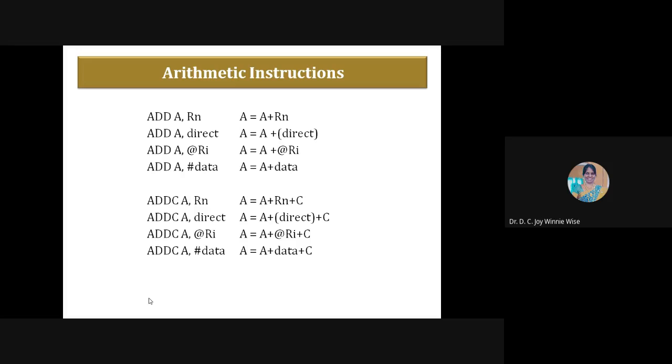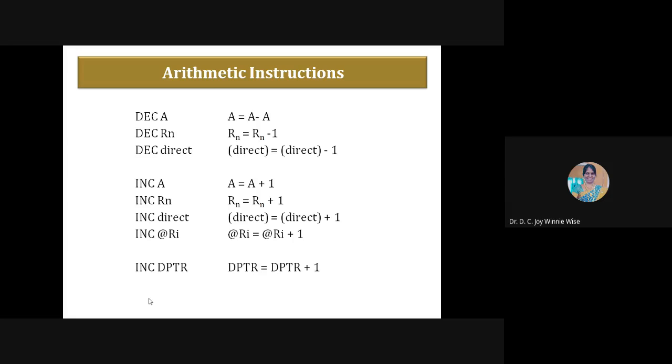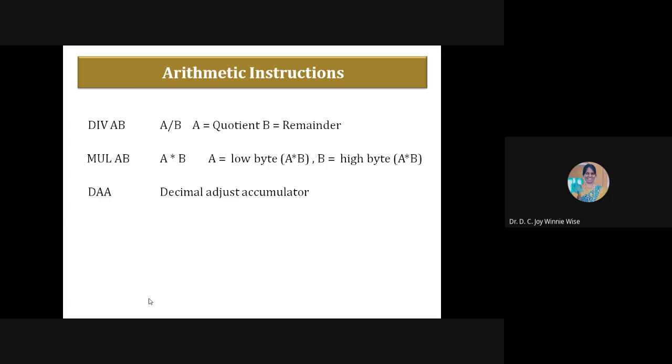Next is arithmetic instruction. This group of instructions is used to perform addition. For addition we have ADD, and addition with carry, ADDC, and for subtraction we have subtract with borrow, SUBB. Then to decrement we have the instruction DEC. Then we have increment, INC. And to increment the DPTR register, we have INC DPTR. And divide, multiply, and decimal adjust accumulator instruction.